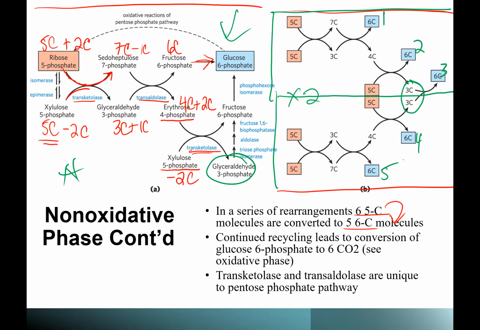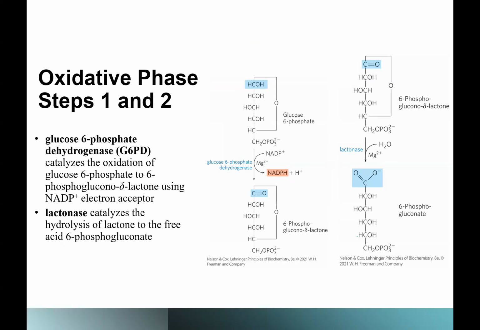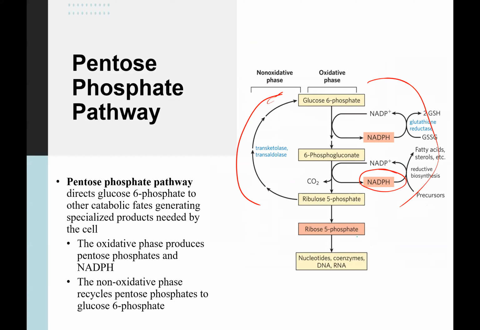So a couple things. Continued recycling leads to the conversion of glucose 6-phosphate to 6 CO2. So why am I saying that? Because it looks like this is a zero-sum game right now, right? But if we think back to the oxidative phase, we lose a CO2 every time. So technically we have 6 cycles.